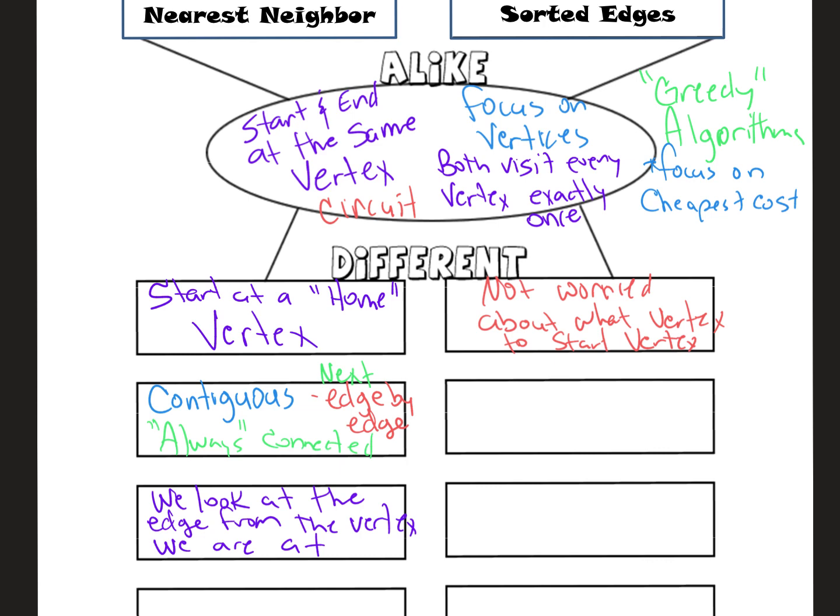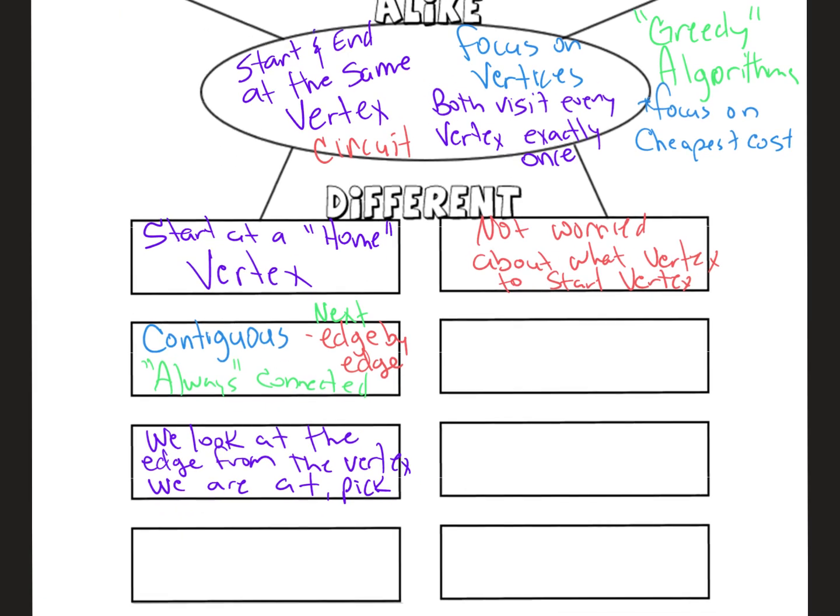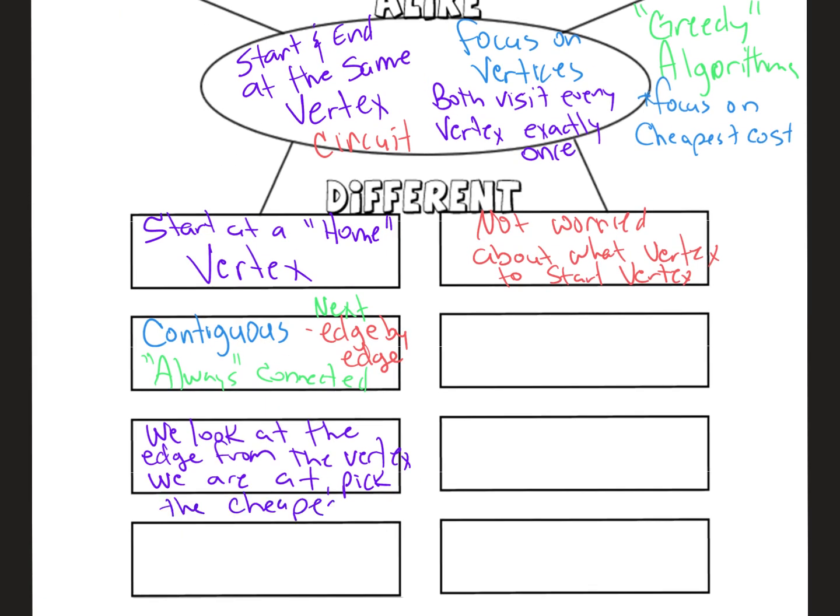So we look at the edge from the vertex we were at, and we pick the cheapest. And this is contiguous. It's always connected. So know that sorted edges, it's not always connected. We don't always have a connected solution as we're going through the process. The solution that we come up with at the end is connected. And we have a circuit, a round trip through the graph. But sometimes when we're building it, it doesn't look connected. It's a disconnected graph. All right, questions on this?